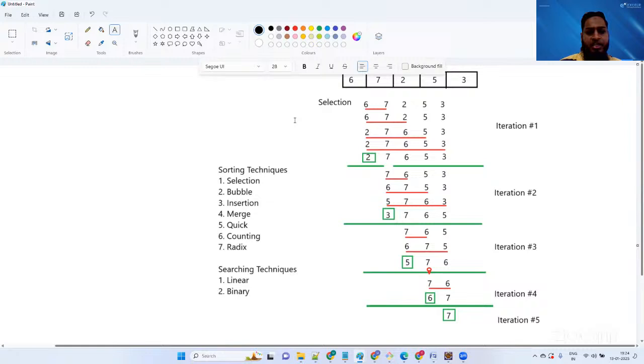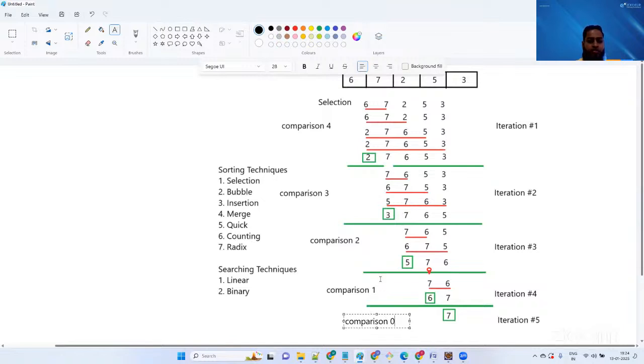So in the first iteration, how many comparisons did I make? If you observe, I made in the first iteration 4 comparisons. Okay, and then gradually the comparison count reduced. So 4 comparisons, then comparison came to 3, then comparison came to 2, then comparison came to 1, and then comparison came to 0. There was no comparison at all.